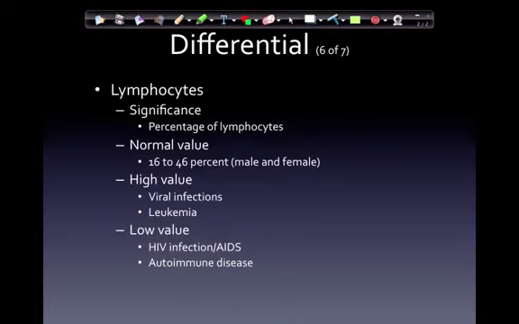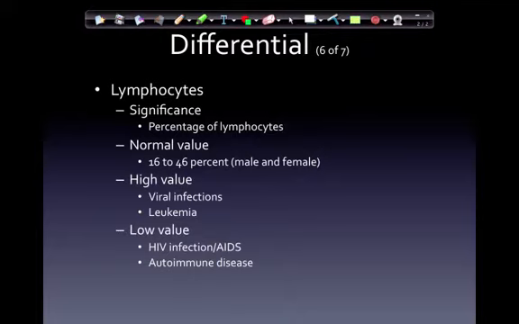Lymphocytes. Percentage of lymphocytes that we find in the sample. Normal value is 16 to 46%. High values on lymphocytes, we would find things like viral infection and leukemias. Low values, HIV, AIDS, or autoimmune disease.